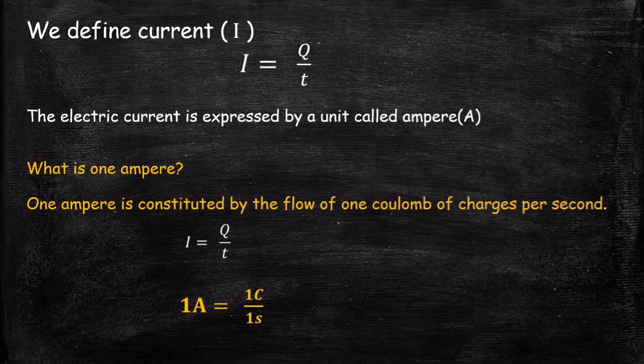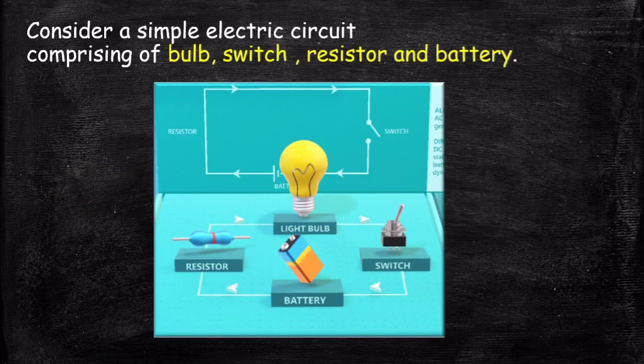The SI unit of electric current is the ampere. Then what is 1 ampere? 1 ampere is constituted by the flow of 1 coulomb of charge per second. I = Q/t. 1 ampere equals 1 coulomb divided by 1 second.